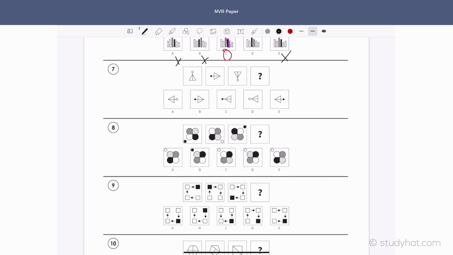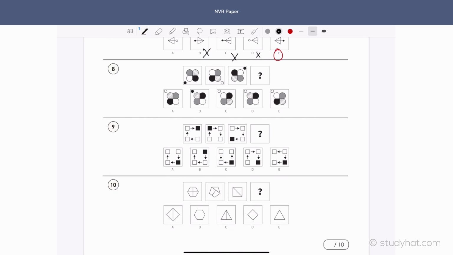Number 7. What's happening to our triangle? It's being rotated 90 degrees clockwise, which means we're going to expect it here to be like this. Okay, we can get rid of this one. The circle is moving, right? Because here it is at the top and here it's at the bottom, then it's at the top. So we're going to expect it again to be at the bottom. So we can get rid of the ones where it's at the top. And the colour is going from black to white to black to white to black. So we need a black. So we want E.